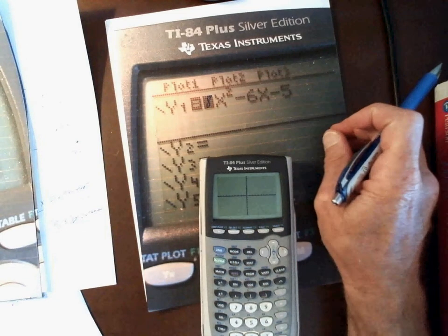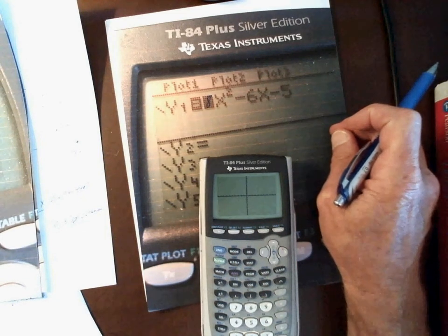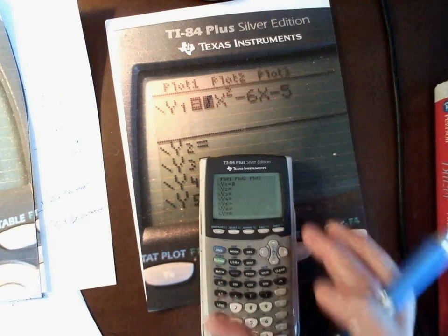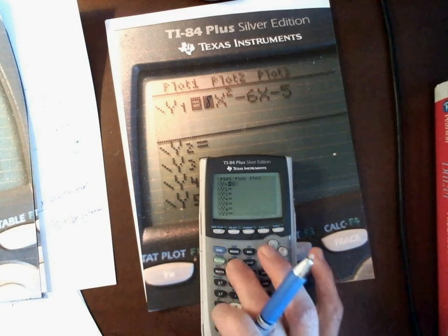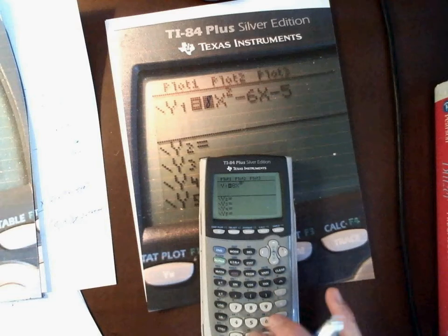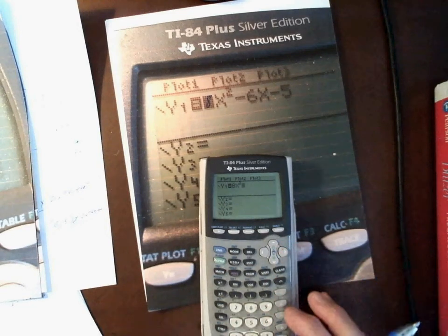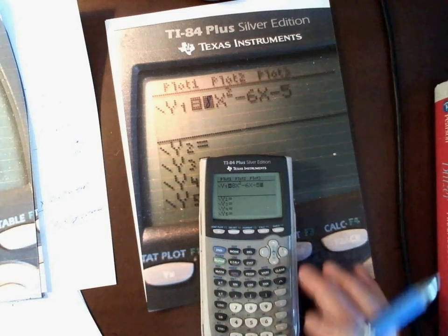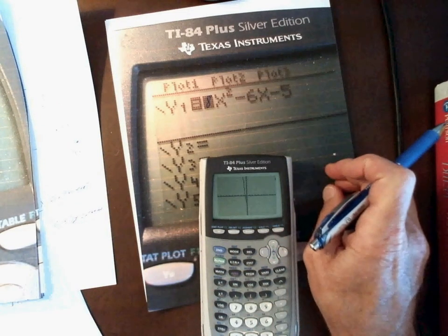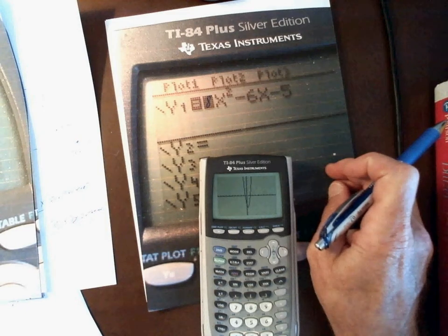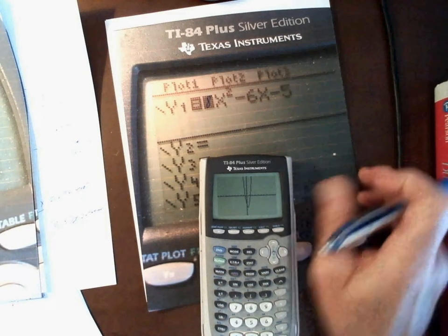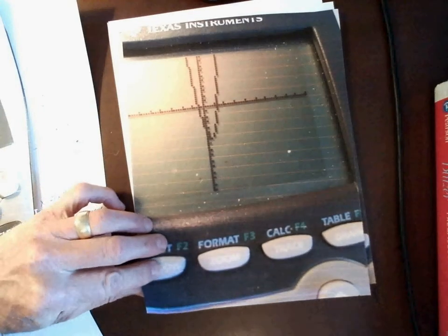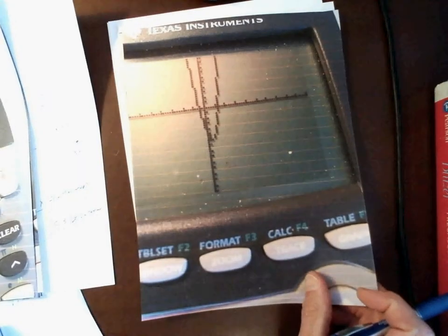If we did the graph of that, the graph would appear on my calculator if I actually typed it in, but I did not. So this would be 8x squared minus 6x minus 5, and we'll get a graph of this to appear like this. So if I did the graph, it would appear like this, as we would expect.